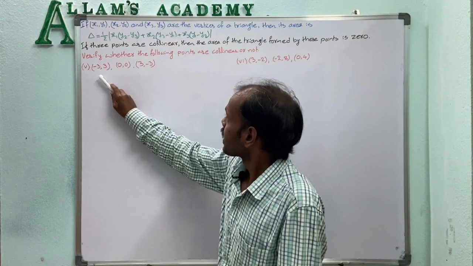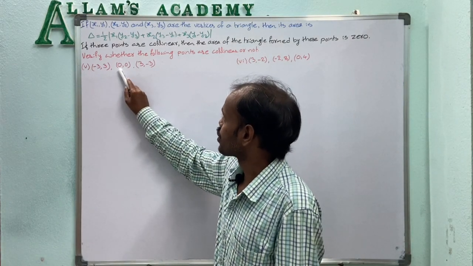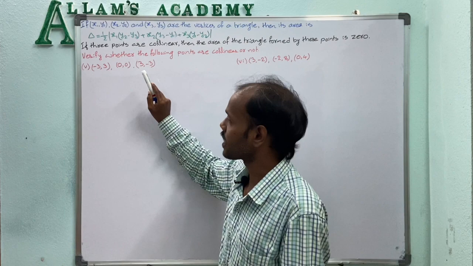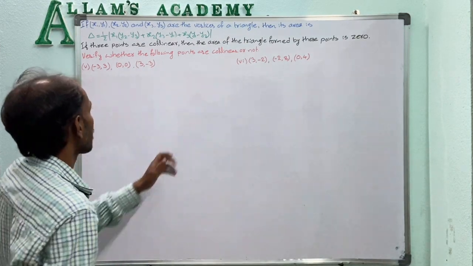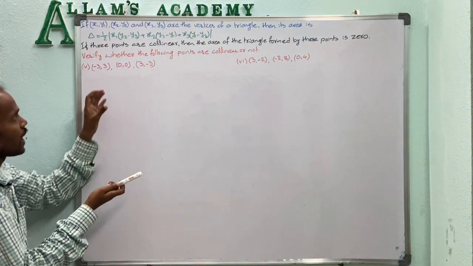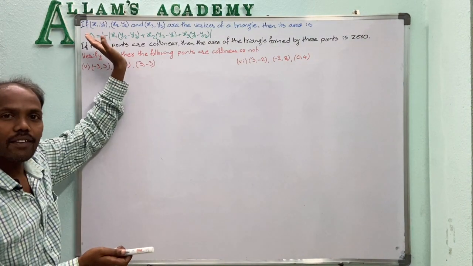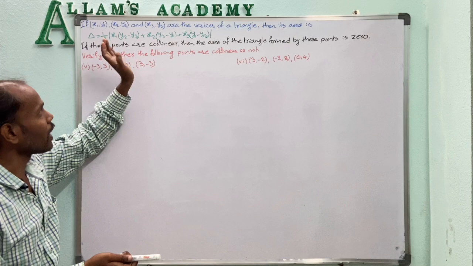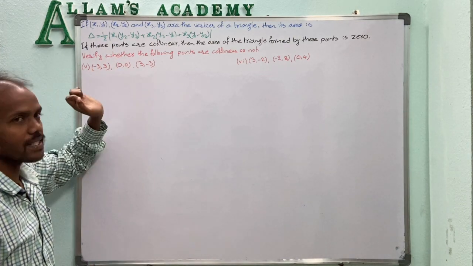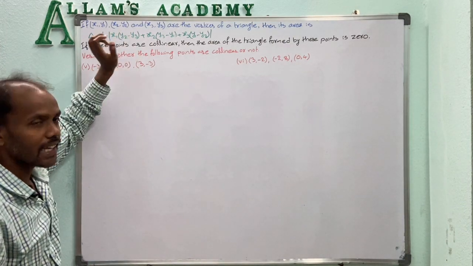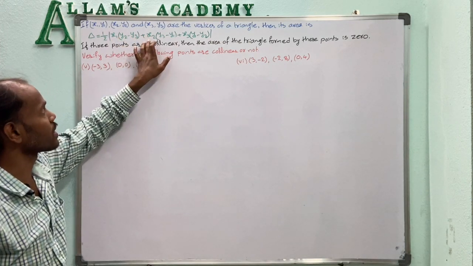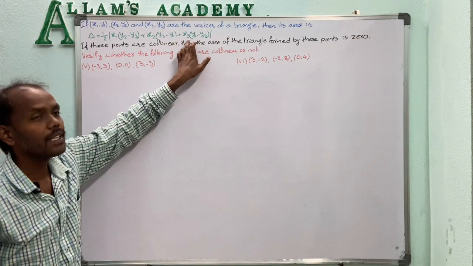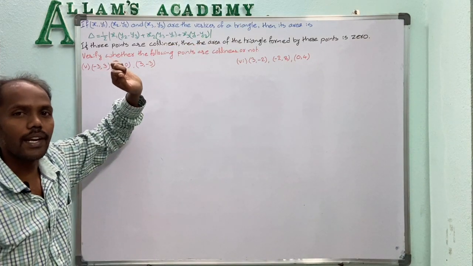Now, verify whether the vertices -3 comma 3, 0 comma 0, 3 comma -3 form collinear points. Here we have to use the area of the triangle principle by using these points. The area of the triangle is equal to half mod x1 into y2 minus y3 plus x2 into y3 minus y1 plus x3 into y1 minus y2.